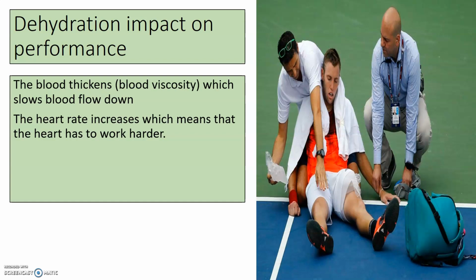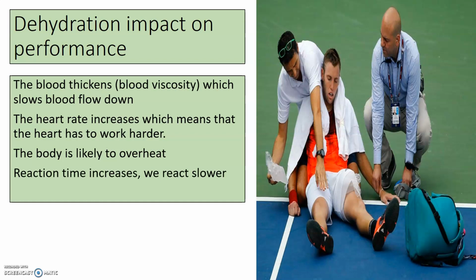We also have an increase in heart rate. Our increase in heart rate comes from the fact that our blood viscosity is higher, isn't it? So our heart's got to work harder, and ultimately that's going to increase the demands in regards to the heart rate. Our body's also going to overheat. This has a big impact in terms of the fact that our reaction time increases, so we actually react slower. And as I said before, we get muscle fatigue, we get cramps, which is going to cause a disadvantage in terms of us being able to move around the court or around a pitch easily.